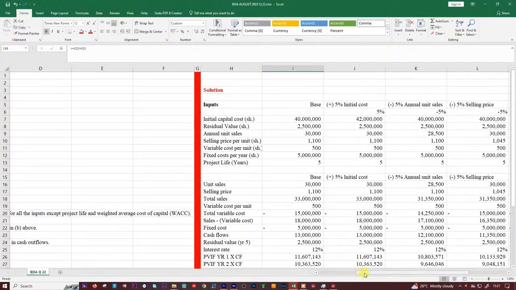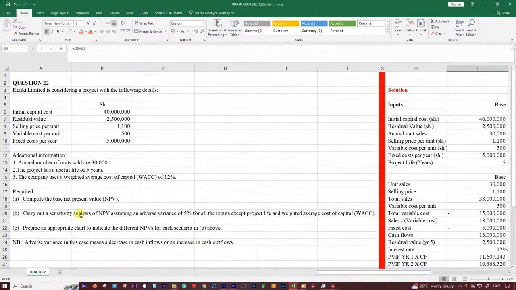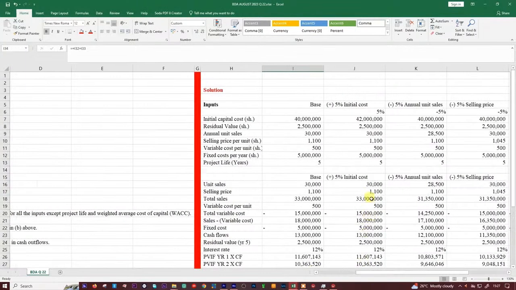So we're trying to answer part B, carrying out a sensitivity analysis assuming adverse variance of 5% for all inputs except project life and weighted average cost of capital. Now, we cannot have an adverse effect for the initial cost unless it means that the initial cost increases in value. It cannot reduce. If the initial cost reduces, it means it's an advantage to us because we are spending less. You get the point?